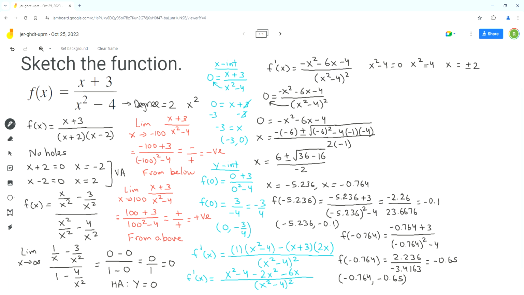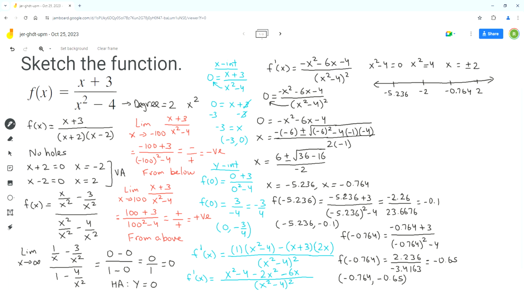Now we have to find whether the function is increasing or decreasing on the left hand and the right hand side of these critical numbers. So for that we can use the number line method. So we can show these critical numbers. So we can start on the left side. There's negative 5.236, then negative 2, then negative 0.764, and then positive 2.